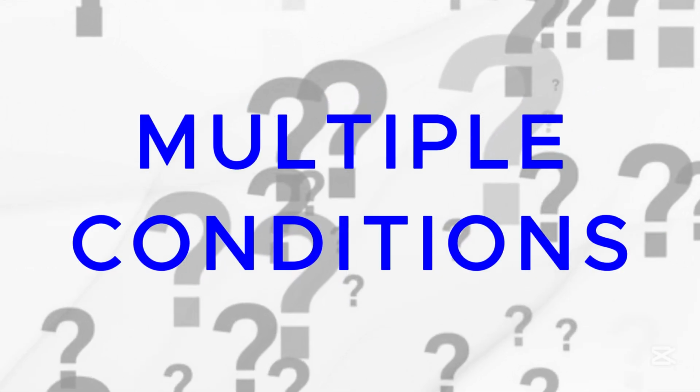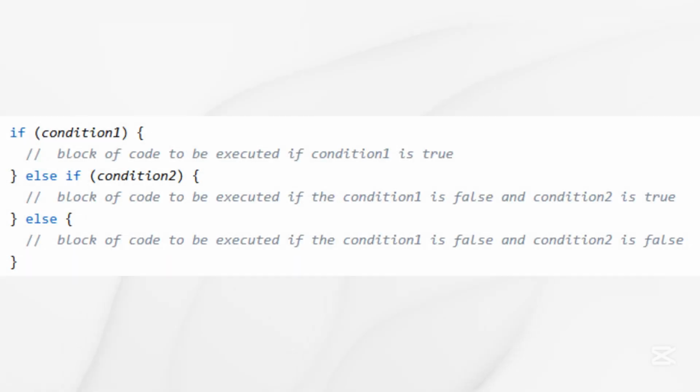And what if you have more than two conditions? That's when we use the else if statement. Else if comes between if and else, giving us another opportunity to check a condition. You can use as many else if statements as you need.